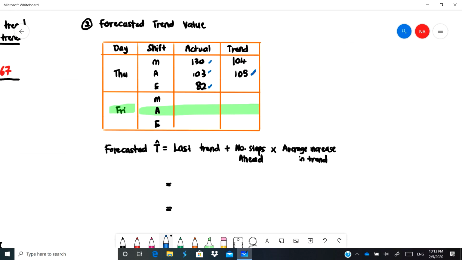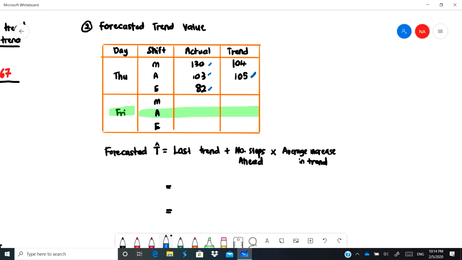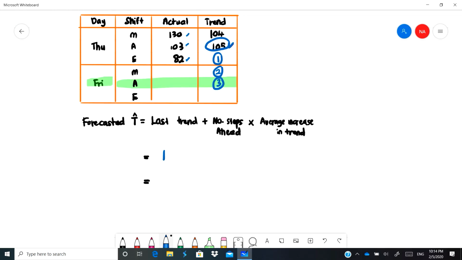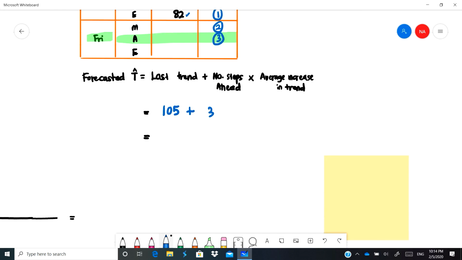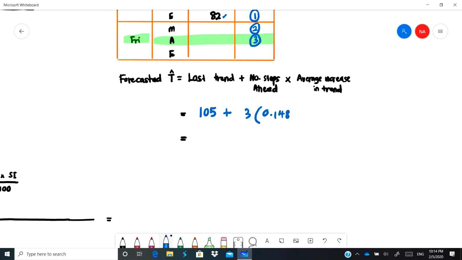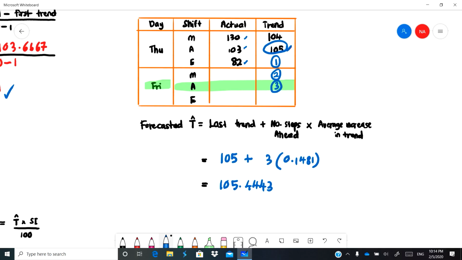Okay, so to find this, you have to find the number of steps ahead. To get to Friday afternoon, how many steps do we need to go? So you can count 1, 2, and 3, all right? So you have 3 steps ahead. So you have the last trend, which is given by 105. So 105 plus the number of steps ahead, which is 3, and then you have to multiply by the average increase in trend we calculated in the first step just now. So we get 0.1481. So press your calculator, and you'll get 105.4443, all right? So that one is the forecasted trend for the Friday afternoon.